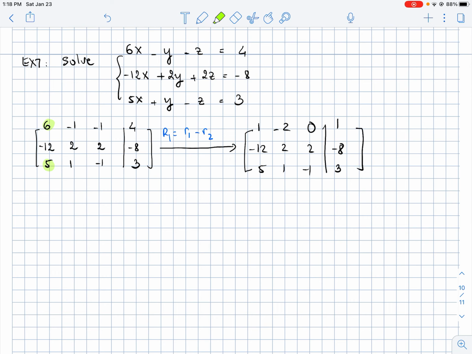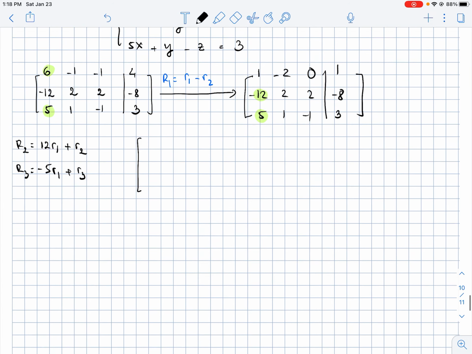And then we will use that 1 to make this location 0. We will multiply by the opposite. So for row number 1, we multiply by positive 12. So 12 of row 1, and then add row 2, and put the answer in row 2. And to do 5, 0, we need to multiply row 1 by negative 5, and then add row 3. And we put the result in row 3. So we show the work.